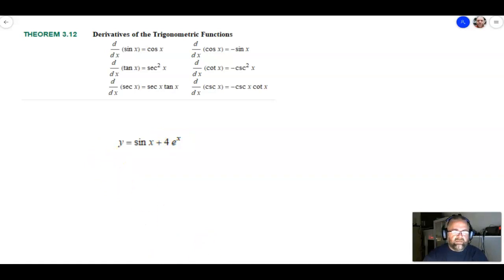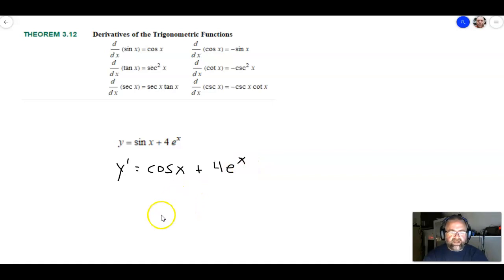So y prime is equal to, this is derivative notation, so the derivative of sine of x is just cosine of x. And the derivative of 4e to the x, remember the derivative of e to the x is just e to the x. And the 4 you can pull out and put back in, so we're just going to end up getting 4e to the x. So nice and easy one there.